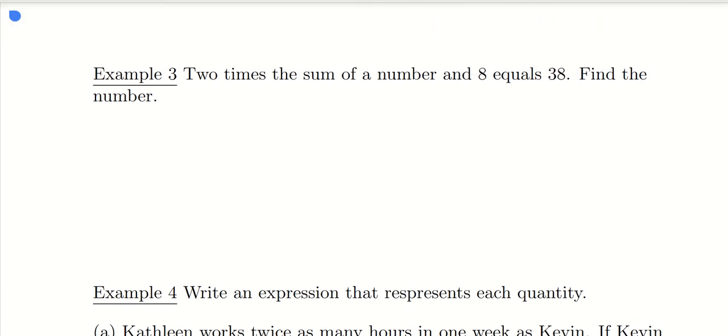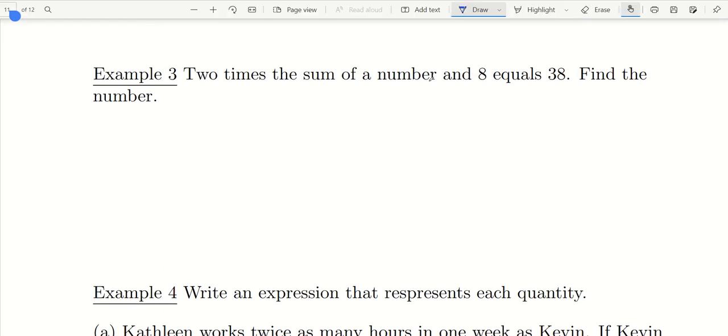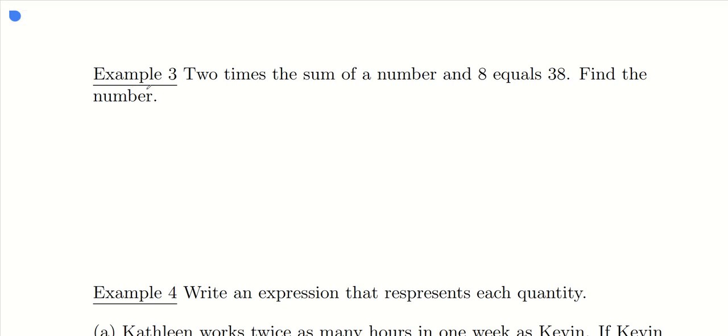Let's take a look at another one. In example 3, it says 2 times the sum of a number and 8 equals 38. Find the number. So it's a similar type setup. We're looking for some unknown number. So to begin, I'm going to let x be the number.